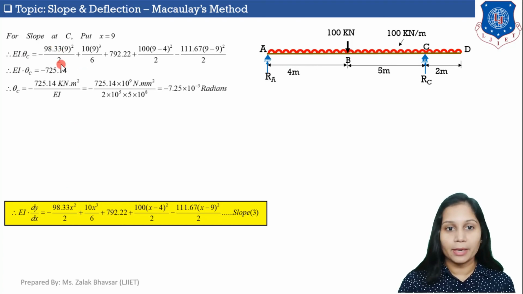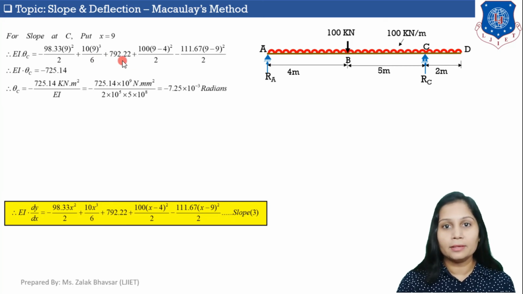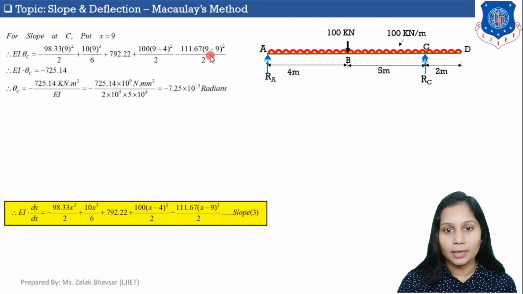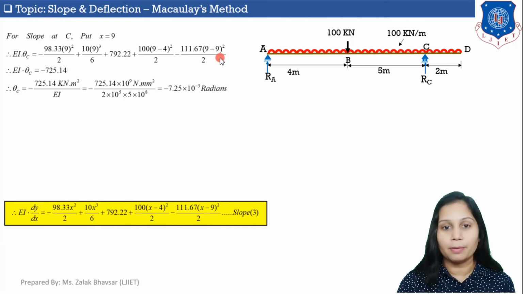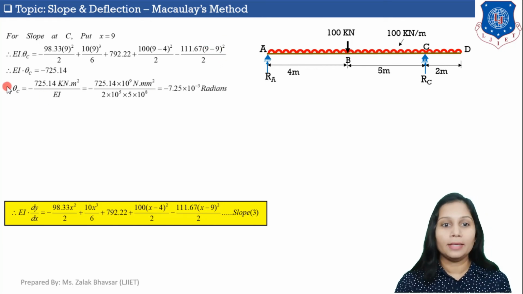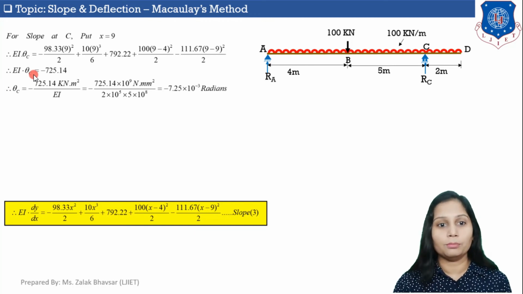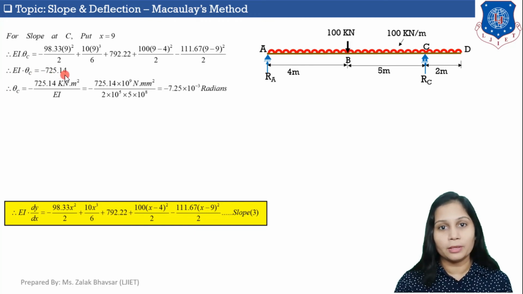I am replacing x with 9. So 9 square by 2 plus 10 into replacing x with 9. So 9 cube by 6 plus 792.22 plus 100 replacing x with 9. So 9 minus 4 square by 2 minus 111.67 replacing this x with 9. So 9 minus 9 square by 2. So we get EI theta C is equal to minus 725.14.